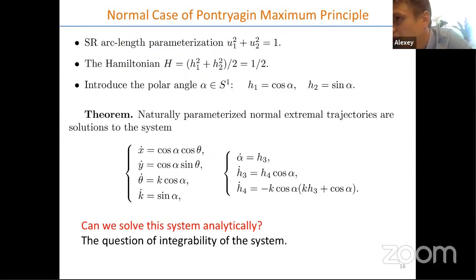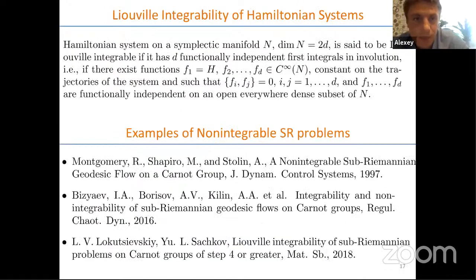The question arises, can we solve this system? Can we find a solution in some analytical form? And this is exactly the question of integrability of the Hamiltonian system. The Hamiltonian system is called Liouville integrable if its dimension is 2D and it has D functionally independent first integrals in involution. And this is enough to guarantee that such a parameterization of solution exists.